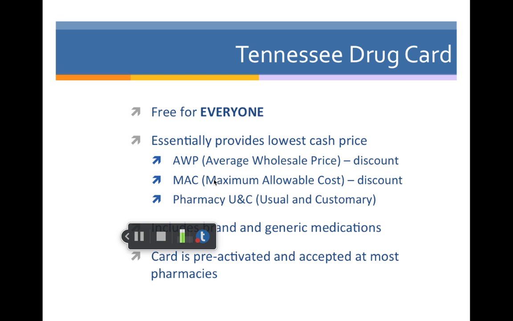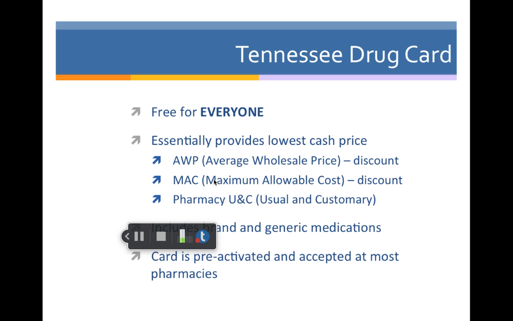There's no restrictions, so there's no enrollment criteria, no waiting period or eligibility criteria that has to be met, no waiting time, and no forms that have to be filled out at all, other than simply just your name to generate your card. Essentially what it does is it just gives you the best cash price eligible.